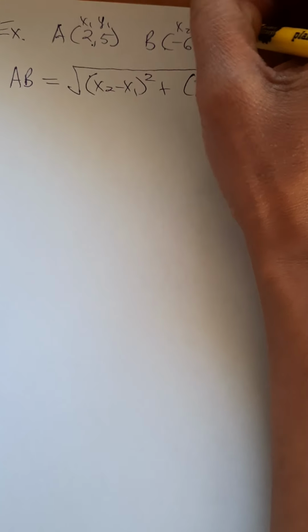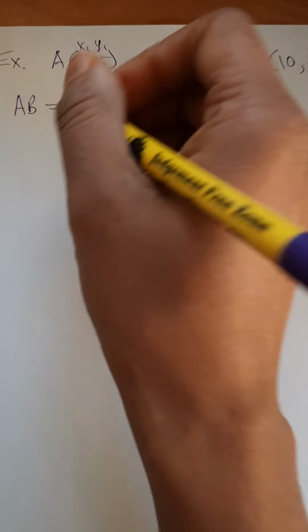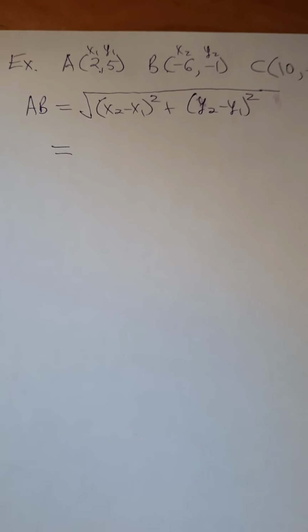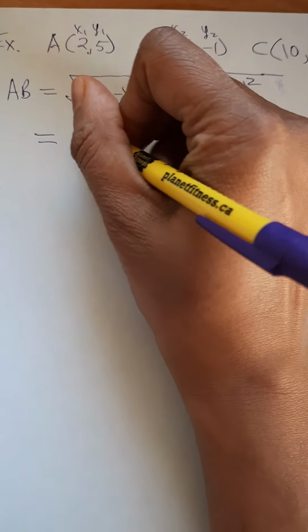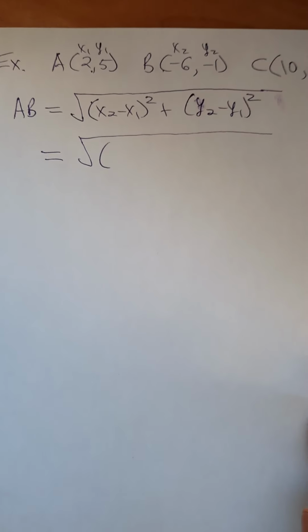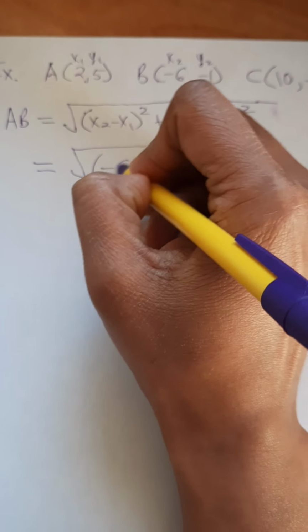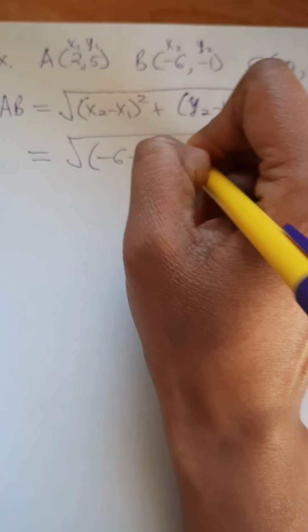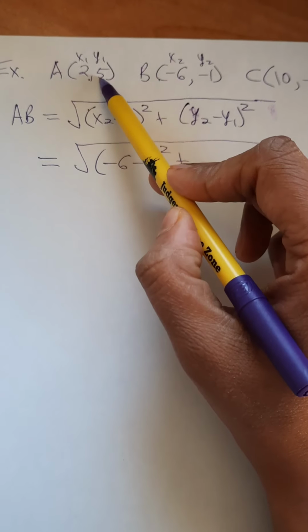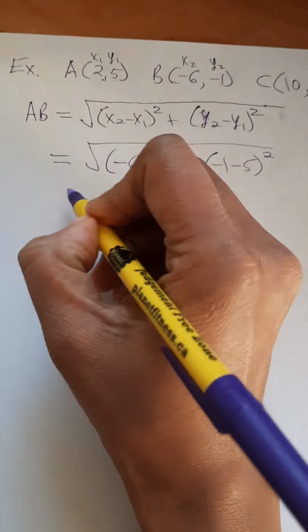So I will still label it. After you get really good at it, you don't need to label it, but I'll have to cross it out when we're doing the other sides. So x2, so square root. And again, make sure you are putting the square root sign throughout your answer. So we're going to do negative 6 minus 2 squared. And check the points here. y2 is negative 1 minus 5. And then we're going to square it.